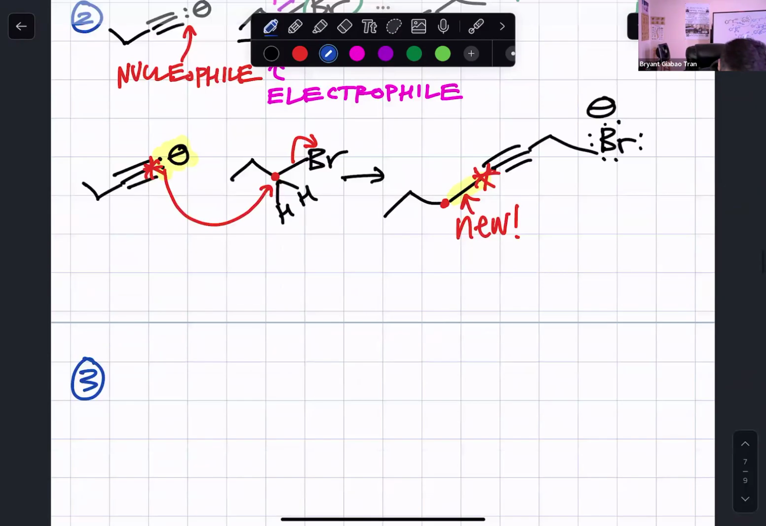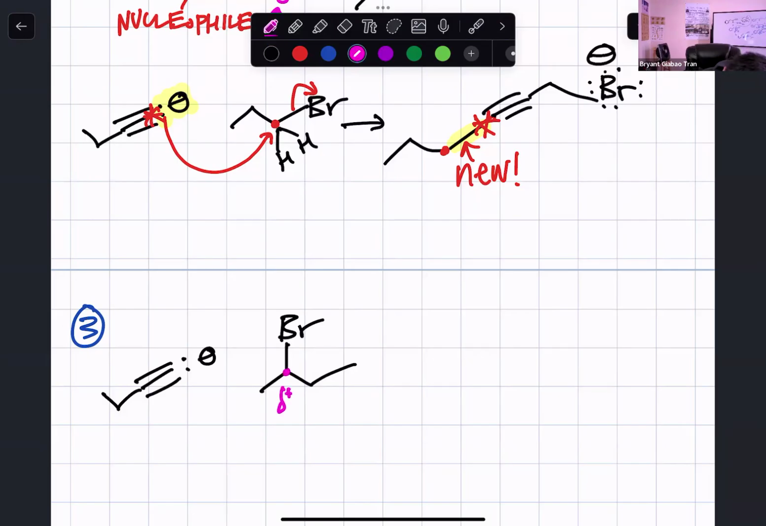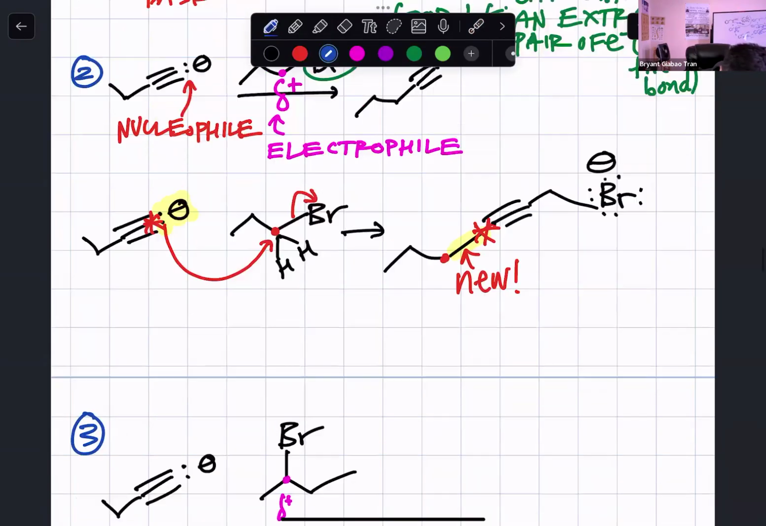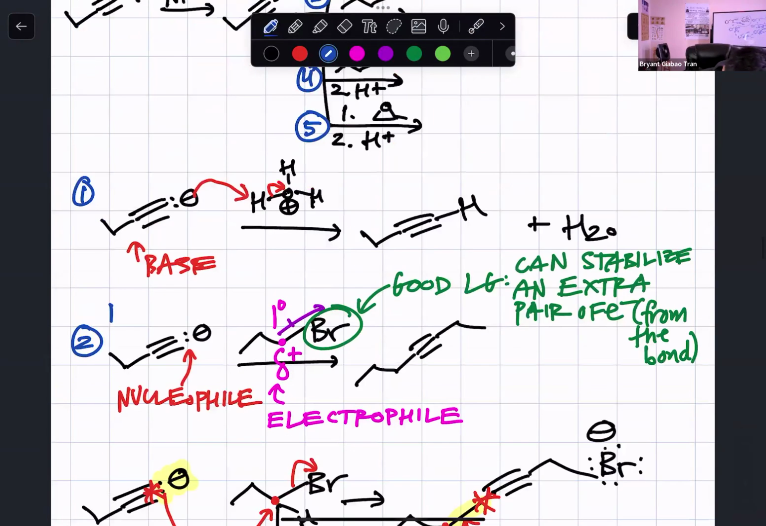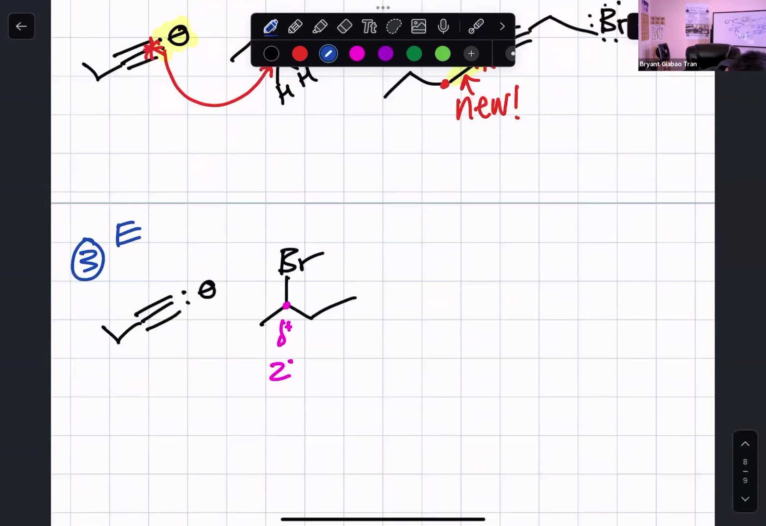Third one. So we're going to bring in that alkynyl anion again, but this time we have a secondary haloalkane, right? Because we still have a good leaving group, the bromine, but this electrophile here is now secondary because it's attached to two other carbons. And for this reaction, if it's secondary, we're going to do an E2 reaction. The last one, if it's a primary haloalkane, SN2. If it's a secondary haloalkane, E2.